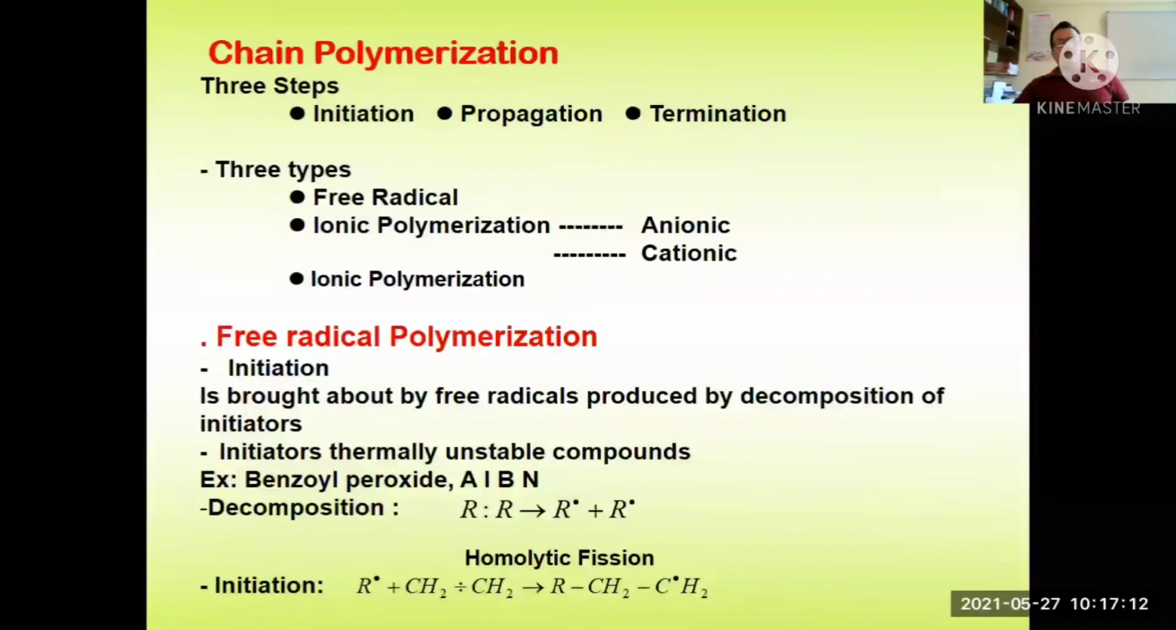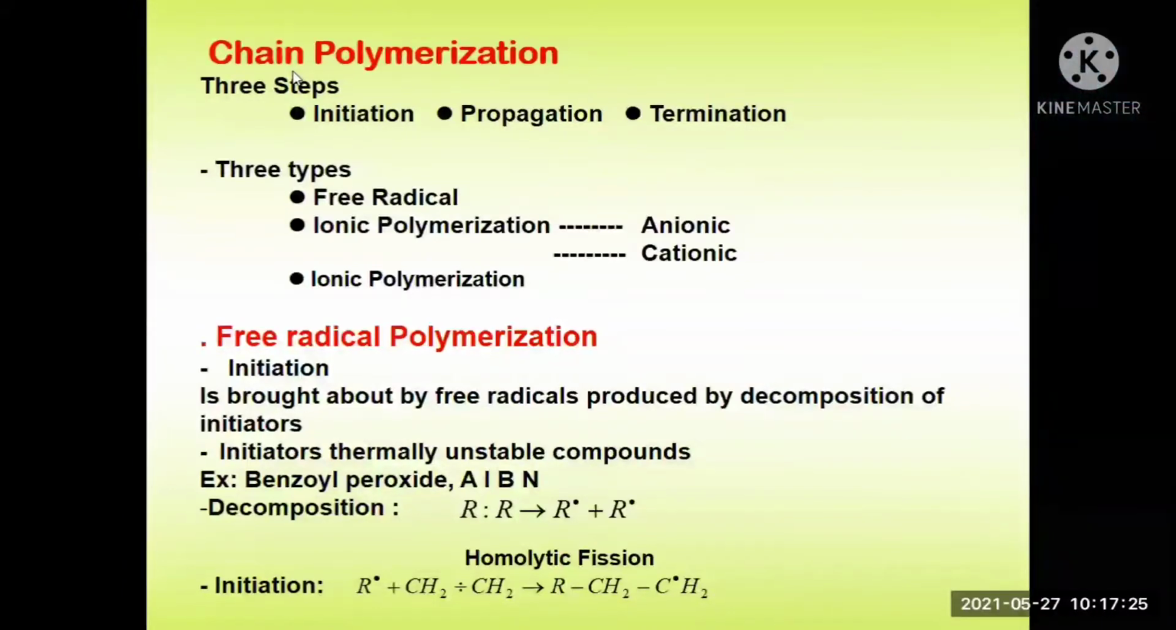Now let us examine the mechanism of chain polymerization. As I already told you, addition polymerization is also called chain polymerization because polymerization takes place by a chain mechanism. Every chain mechanism can be classified into 3 different steps: chain initiation, chain propagation, and chain termination.